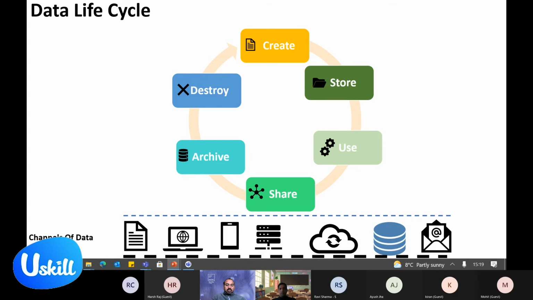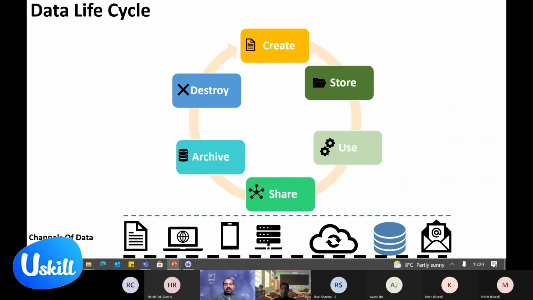So we have understood what data security is. If you have any questions, feel free to ask, because then I will move on to the next slide. Is that okay? Silence is always accepted.